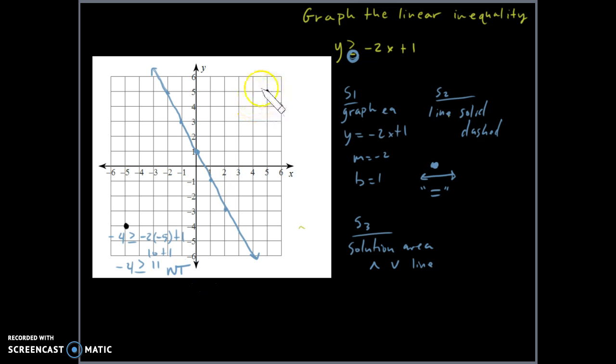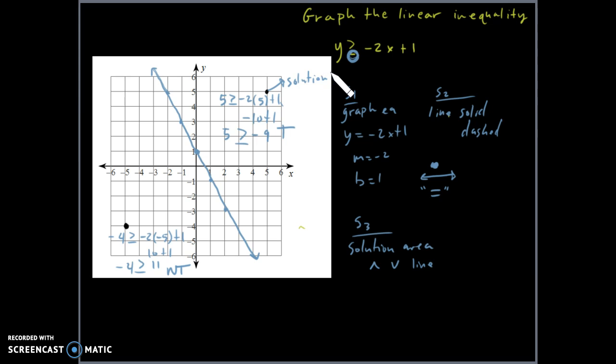Let's look at this coordinate point up here, 5, 5. So we got 5 for y is greater than or equal to negative 2 times 5 for x plus 1. Negative 2 times 5 is negative 10 plus 1. Negative 10 plus 1 is negative 9. Negative 9 is less than or equal to 5, or 5 is greater than or equal to negative 9. This is true, so we know that this is a solution. So we know that we're shading above the line.